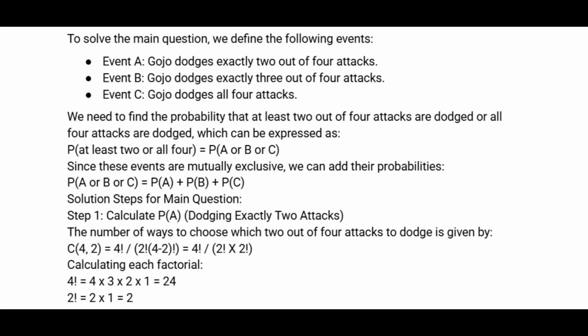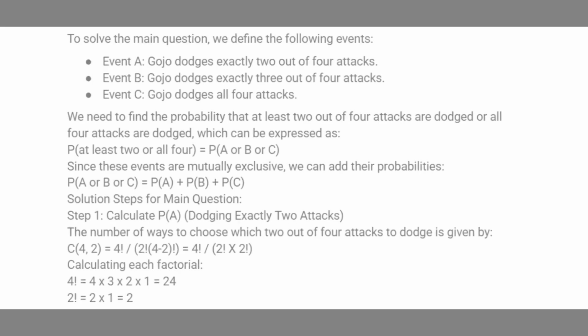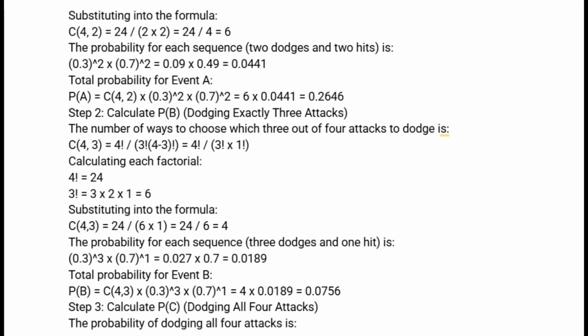Step 1. Calculate P of A. The number of ways to choose which 2 out of 4 attacks to dodge is shown. Calculate each factorial and substitute into the formula. The probability for each sequence is shown.